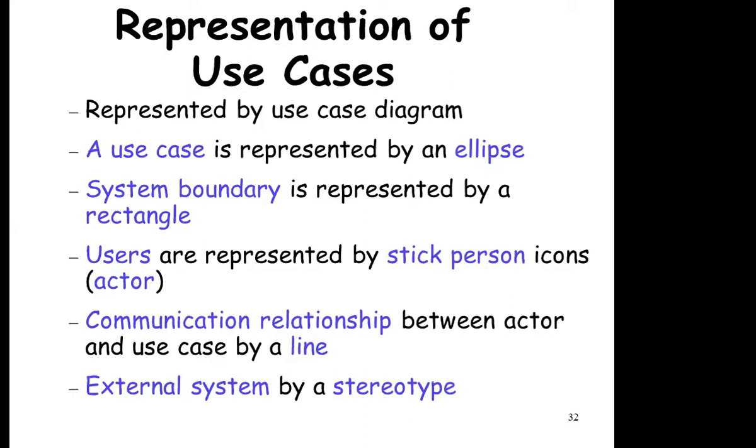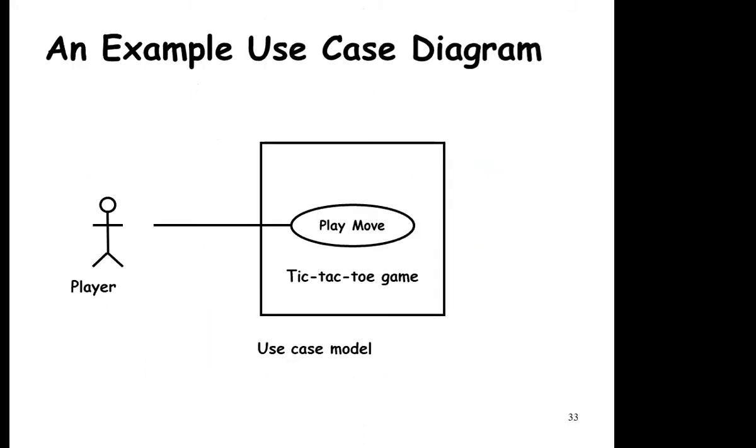Users are represented by stick person icons, that is the actor icon. The communication relationship between the actors and the use case is denoted by a line, and an external system by a stereotype. We will see what the different types of stereotype are.